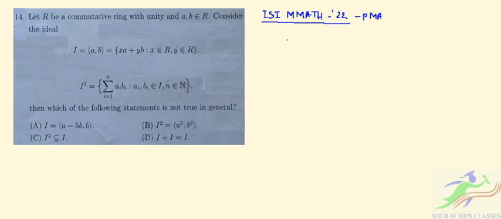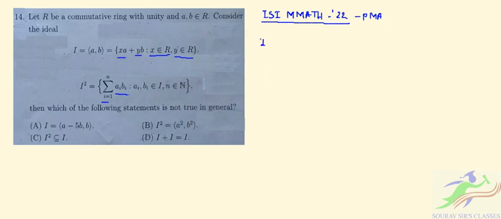So what is given in question number 14? Let R be a commutative ring with unity and a, b be elements of R. Now consider the ideal I equal to the inner product of a, b, which is xa plus yb where x, y are elements of R, and I squared is given as the summation of i equal to 1 to n of a_i b_i, where a_i, b_i are elements of I and n belongs to the set of natural numbers. Then which of the following statements is not true in general?